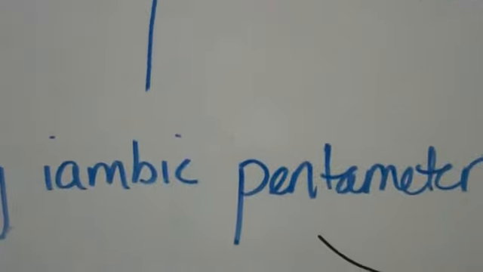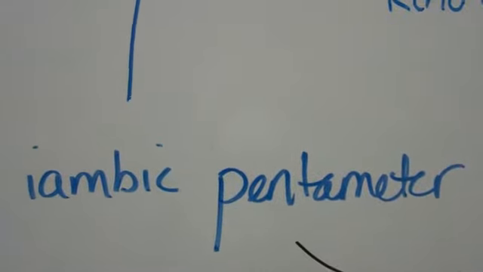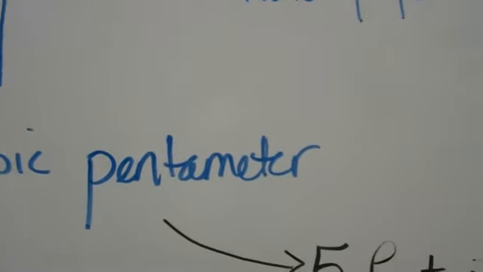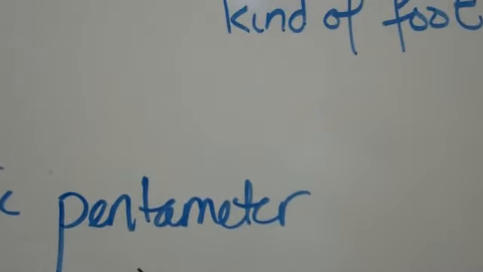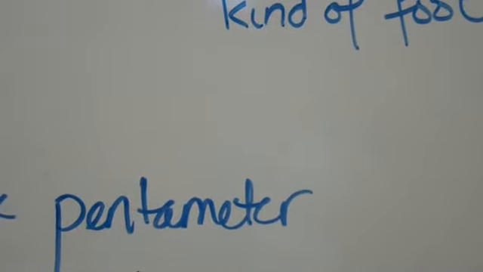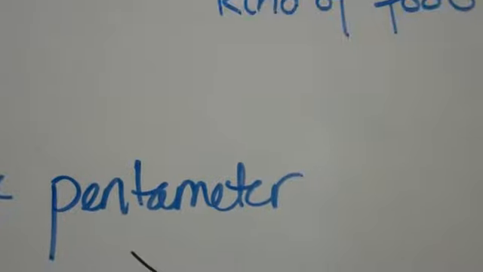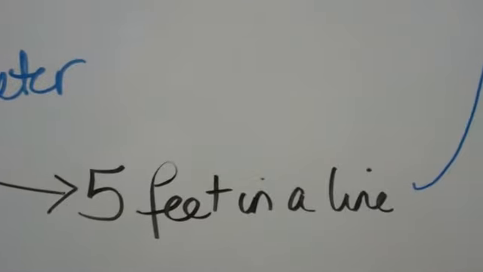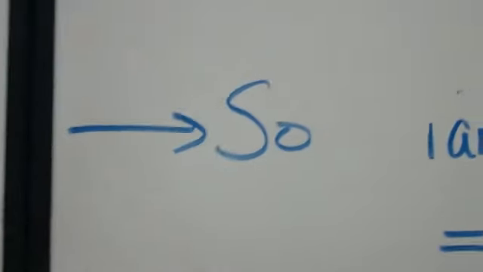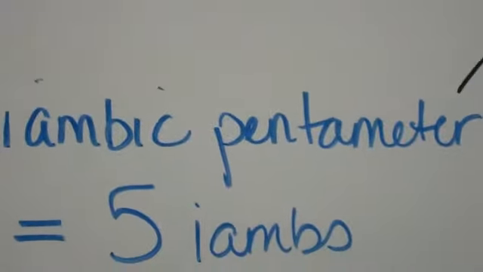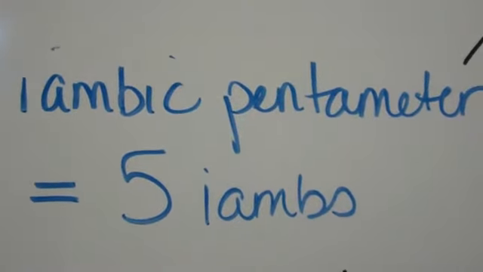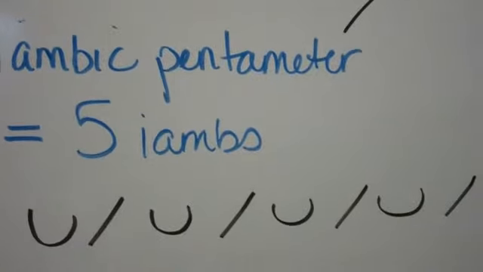In iambic pentameter, the pentameter refers to the number of times that foot appears in the line. Penta means 5. Tetra means 4, so tetrameter is 4 feet. Tri means 3, so trimeter is 3 feet. But pentameter means that there are 5 feet in the line. So iambic pentameter essentially means that there are 5 iambs in the line. This is what it looks like.